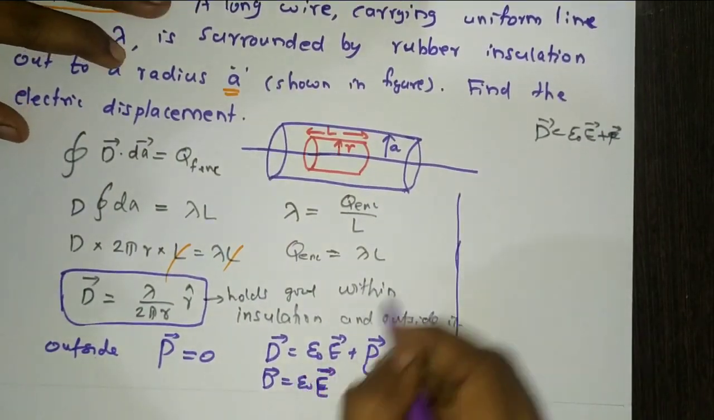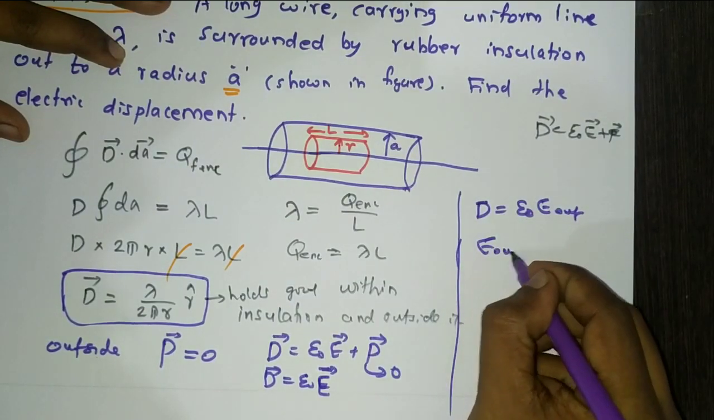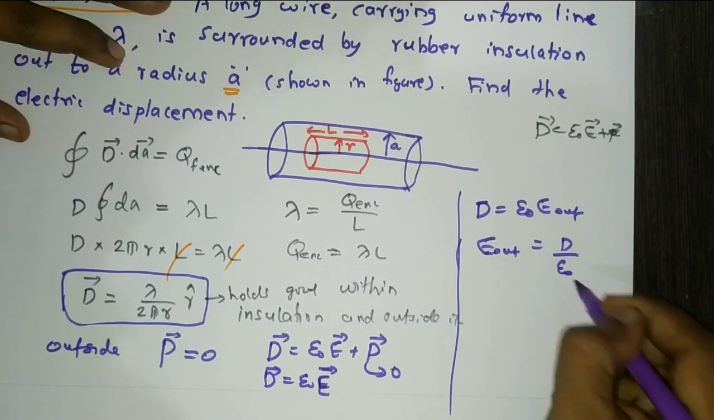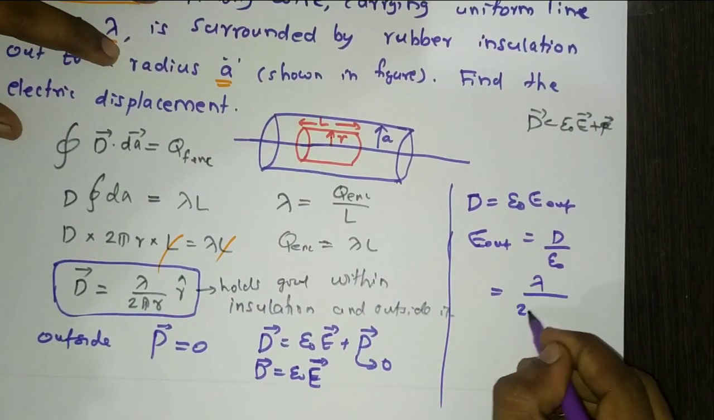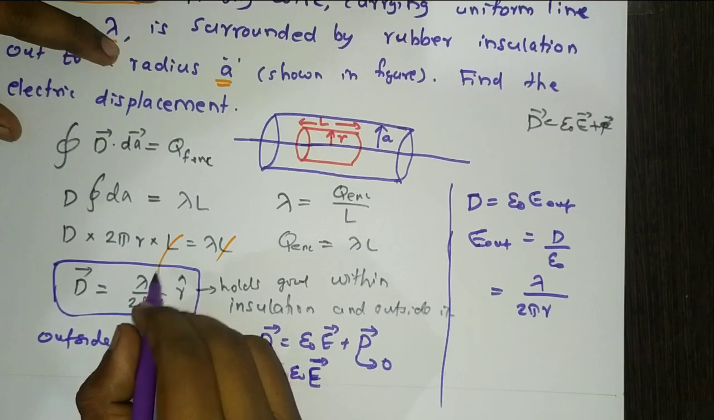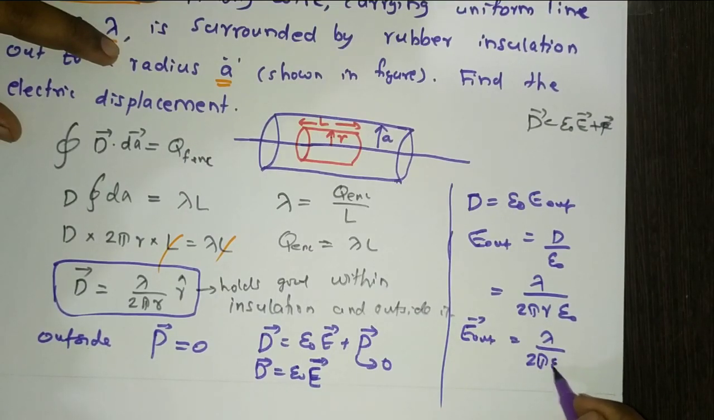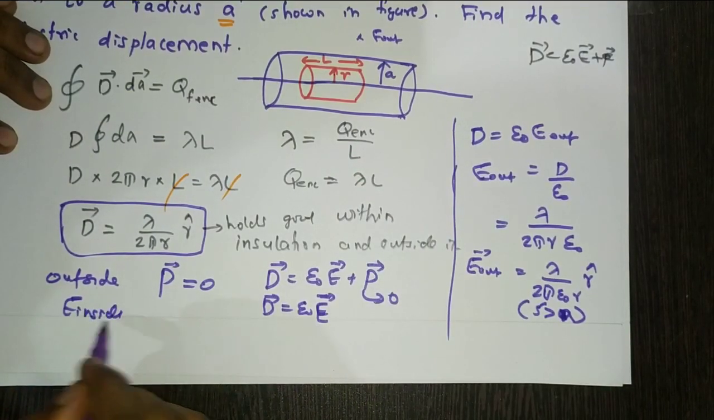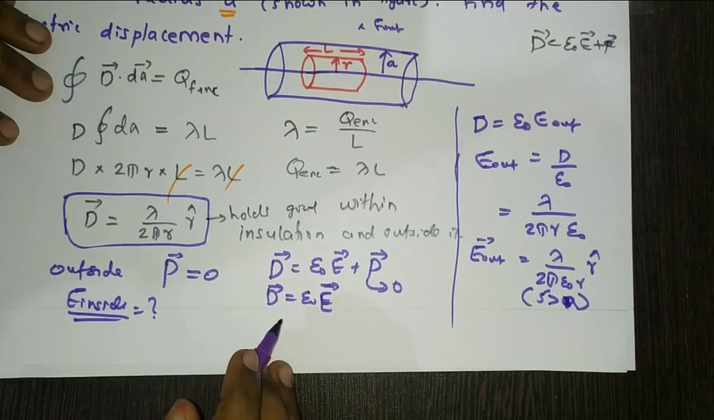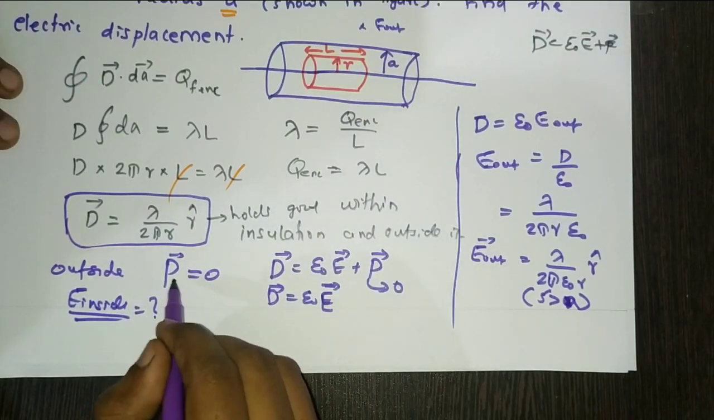Here, the electric field outside, E out, can be written as D divided by epsilon 0. D we have inside and outside, both of the same relation, that is lambda divided by 2 pi r, and here we have epsilon 0. That is, E outside can be written as lambda divided by 2 pi epsilon 0 r. Then inside the rubber, the electric field cannot be determined since we don't know the polarization.